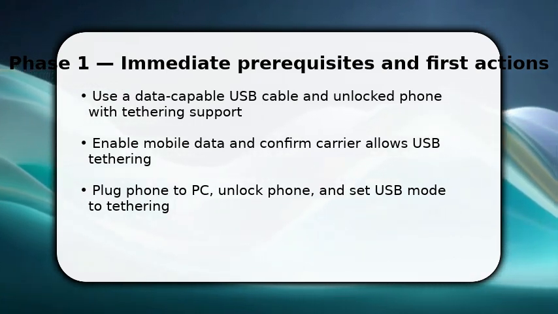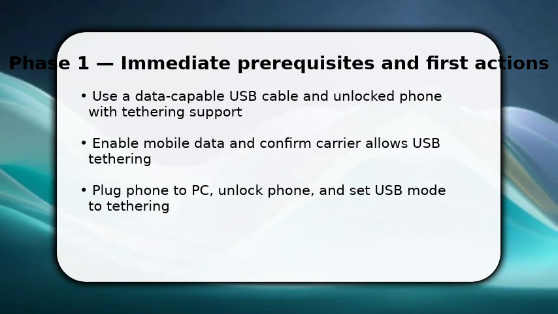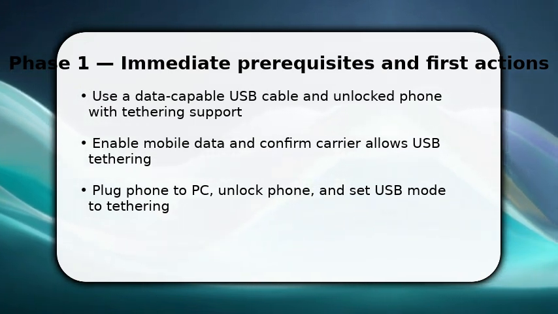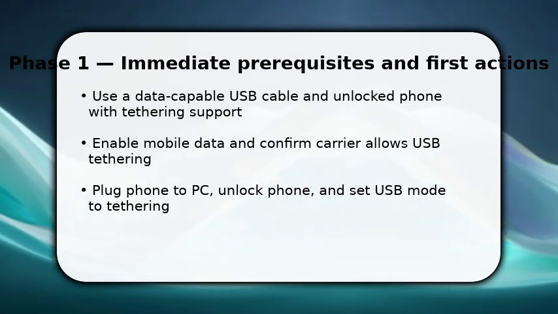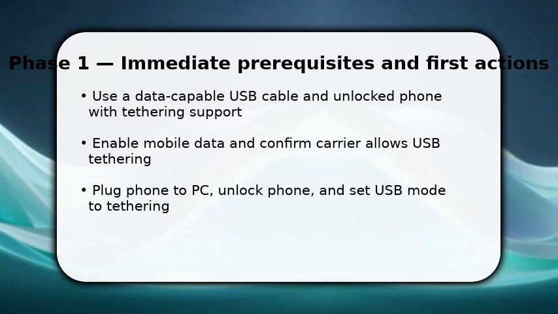On the phone, open Settings, search for tethering or hotspot, then select USB tethering. This triggers drivers on the PC, so keep the cable connected while the system detects a new network interface.